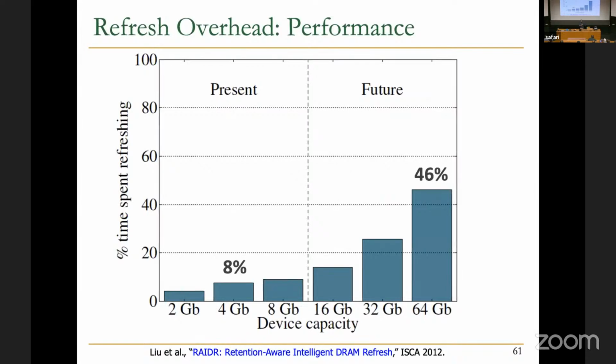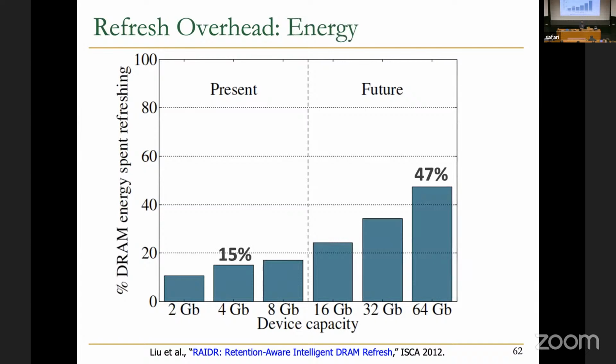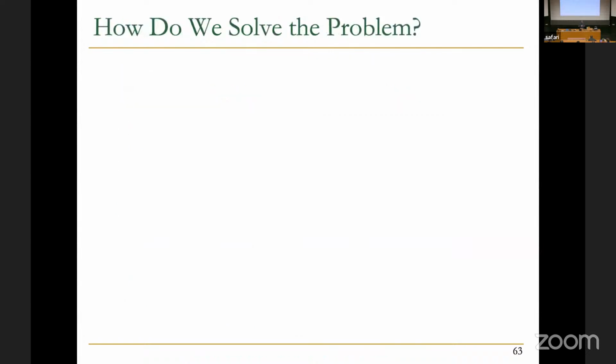So let's look at the refresh overhead in terms of performance for different DRAM device capacities or densities. As you go from 2 gigabit to 64 gigabit, going to the future, well, it's not so much the future anymore, but you can see that the time spent for refresh operations is quite a lot. It increases significantly. And similarly, energy consumption also increases. And we care about performance and energy, so we need to tackle this DRAM refresh problem. So how can we solve this problem?